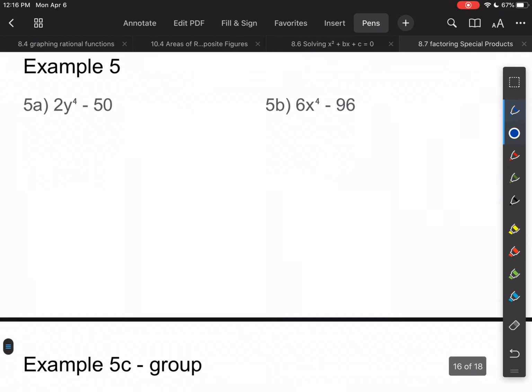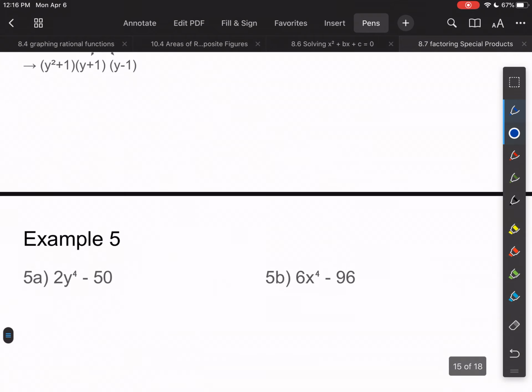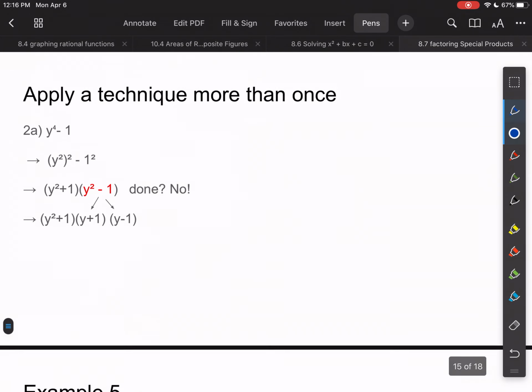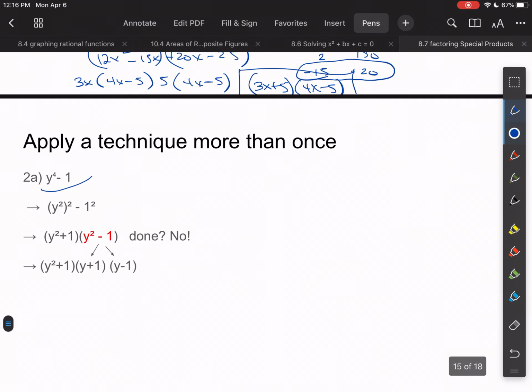All right, now, we're going to keep cruising through a couple more examples here. Sometimes you have to apply a technique more than once. So here, for 2a, can you write that as a difference of squares, or something squared minus something squared?